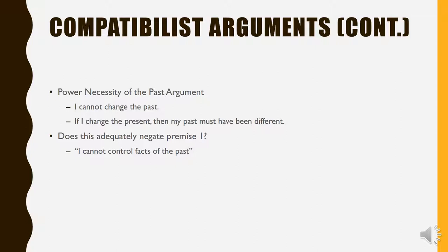But does this mean that I can determine my past based on my present actions? Does the claim that I cannot control facts of the past actually negate the idea that I can control facts of the past based on the argument? This argument is a bit odd in that it seems to put the cart before the horse. In that, I'm using reasons of my present to determine what my past was like, rather than using my past to determine my choices in the present. When I choose to eat the salad, it means my past was different.